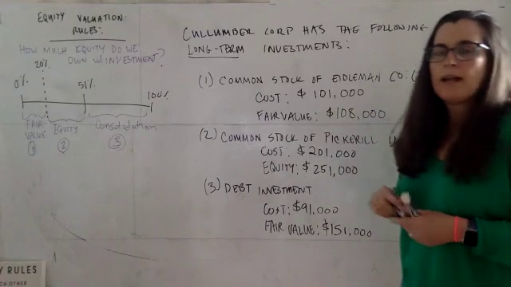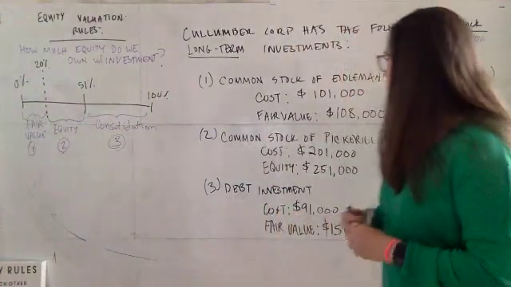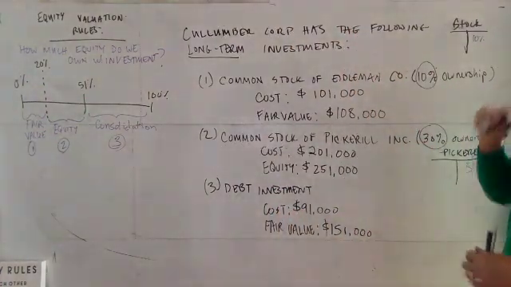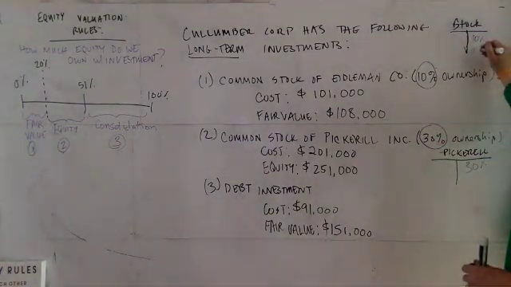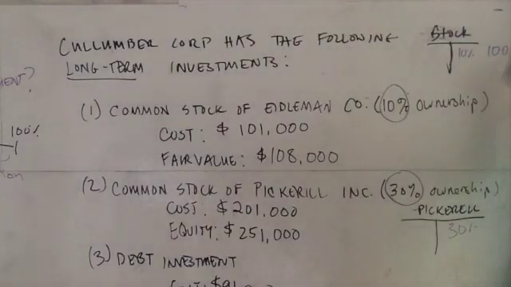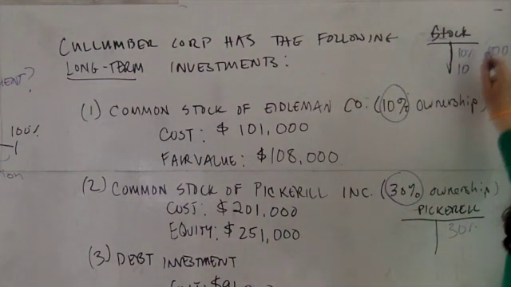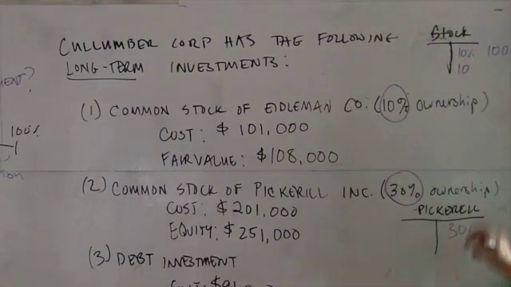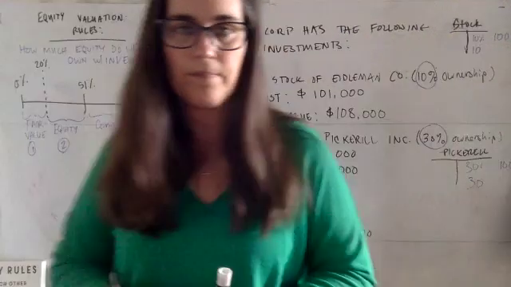And imagine it this way, just one way to think about it. Just to keep it super simple, I'm going to use a really simple example. Imagine there are 100 shares outstanding. This would mean that Cullenber owns 10 of the 100 shares outstanding. If there are 100 shares outstanding over here on the Pickerel Inc. example, then it means that Cullenber owns 30 of these shares. So that's what we mean by 30% and 10% ownership.